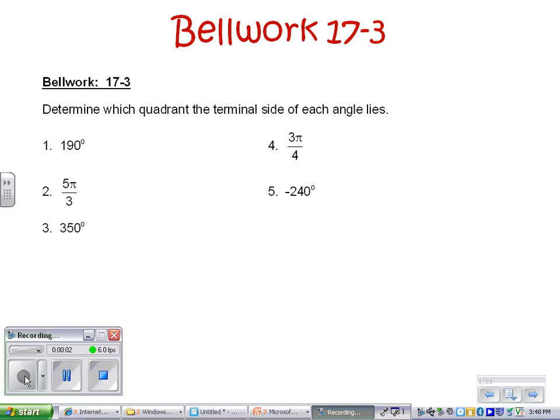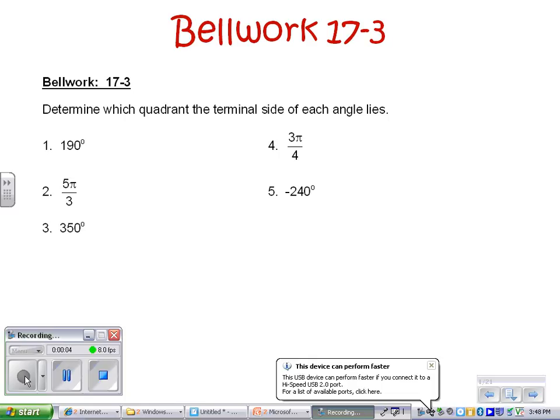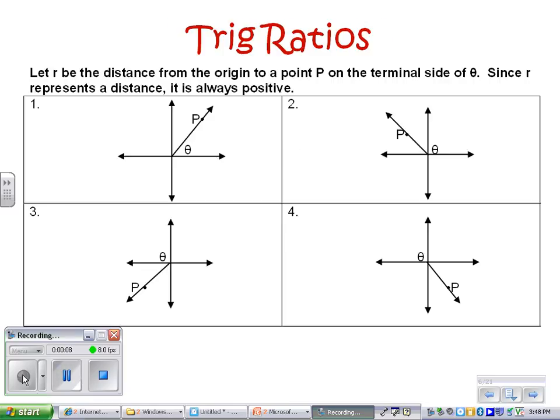This is the bell work for Pre-Calculus Unit 17, Section 3. Okay, today we're talking about trig ratios. We're going to let r be the distance from the origin to point P. This is nothing new. We've done this before. And r represents a distance, so it is always positive.